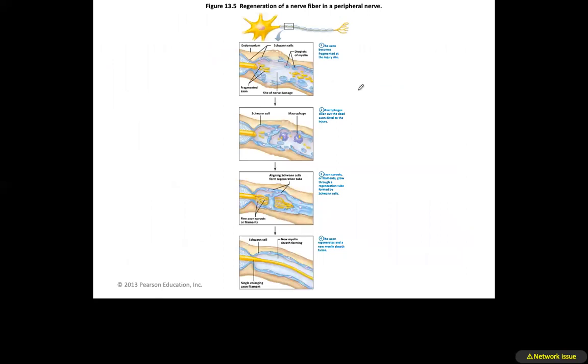So here is basically the picture. Your neuron is sealing itself as is here. Here is the site of the damage. These cells that you see right here in purple, these are your macrophages coming and destroying and getting rid of the unwanted material.